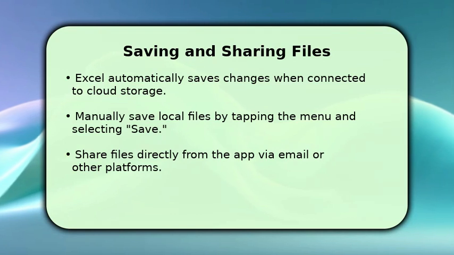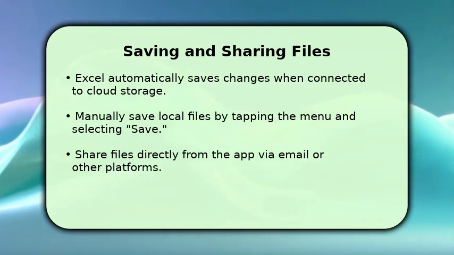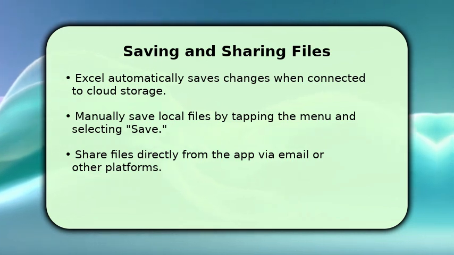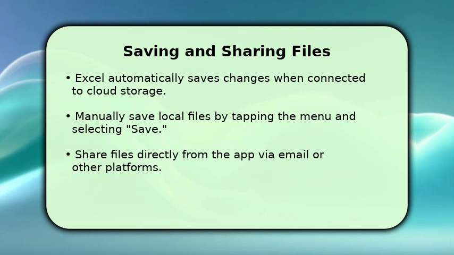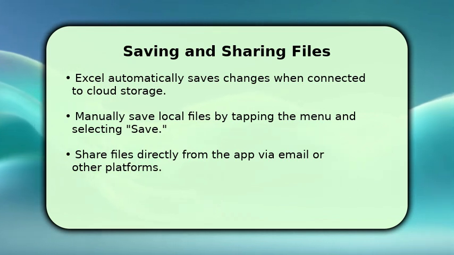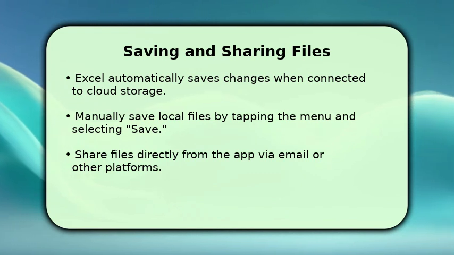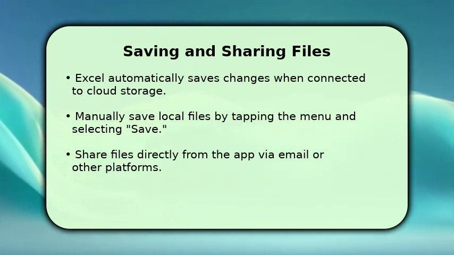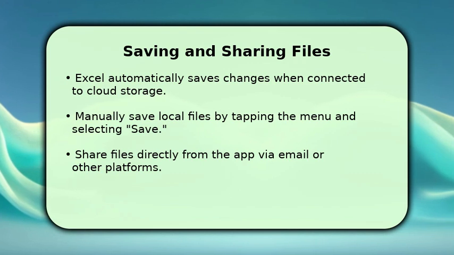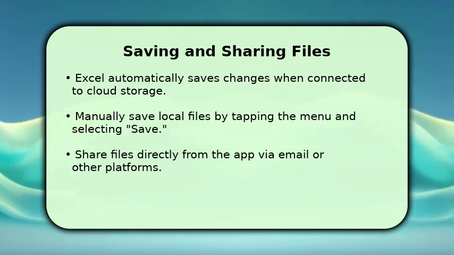Saving your work on mobile is straightforward. If your file is stored in a cloud service like OneDrive, Excel typically auto-saves your changes as you work, ensuring your data is always up to date. For files stored locally on your device, you can manually save by tapping the three dots or menu icon and selecting the Save option. Sharing is also simple. Just tap the share icon to send your spreadsheet via email or other messaging applications, collaborating with ease.